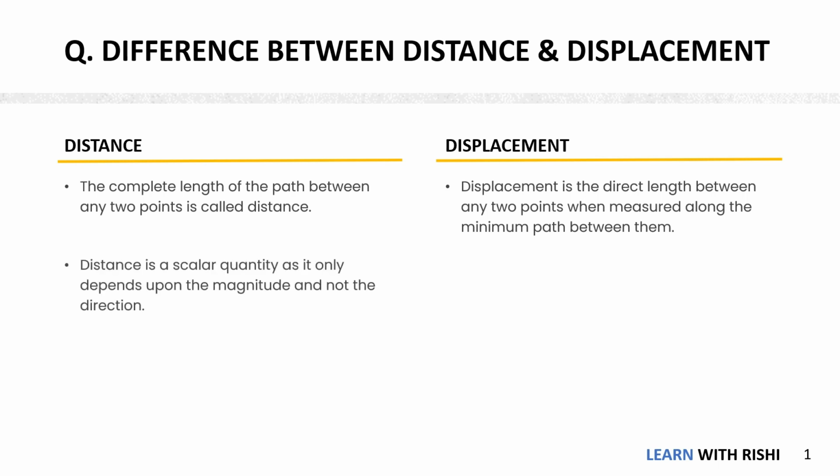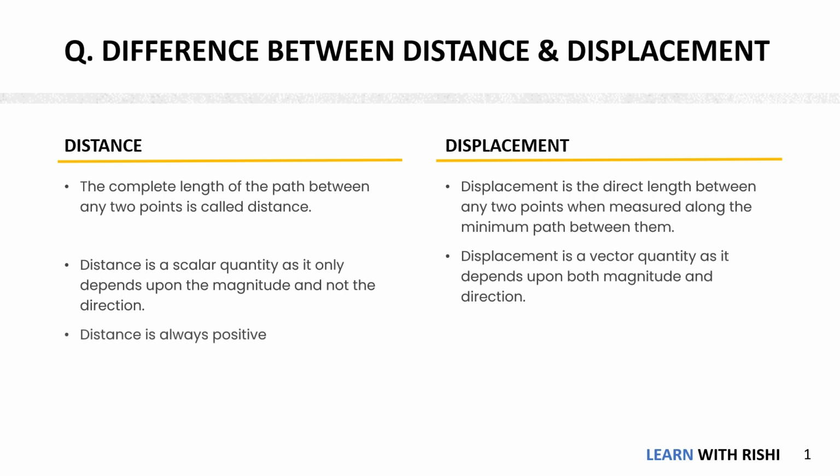Then distance is a scalar quantity as it has only magnitude and no direction, whereas displacement also has direction, so it is a vector quantity. Distance is always positive while displacement can be positive, negative and even zero. Let us elaborate this third point with an example.